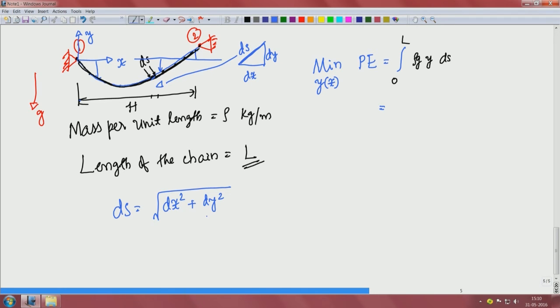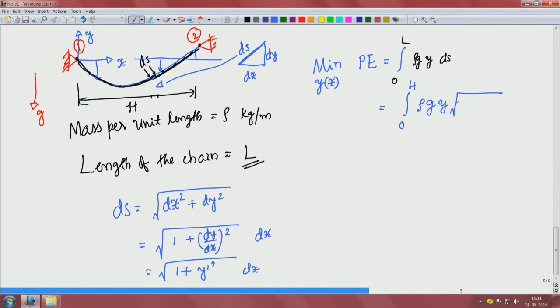How do you get ds? Pythagoras gives us this. I can rewrite this as, if I take dx outside, dx square becomes dx, and this will become 1. When I take it outside, I have to divide by dx here, that becomes dy by dx square, or in our notation this will be the square root of 1 plus y prime square dx. So ds is turned into dx, so I can say 0 to h, because that is our limit for x as we have taken, that will become the integral of rho g y into square root of 1 plus y prime square dx, because that is what we have for ds over here.